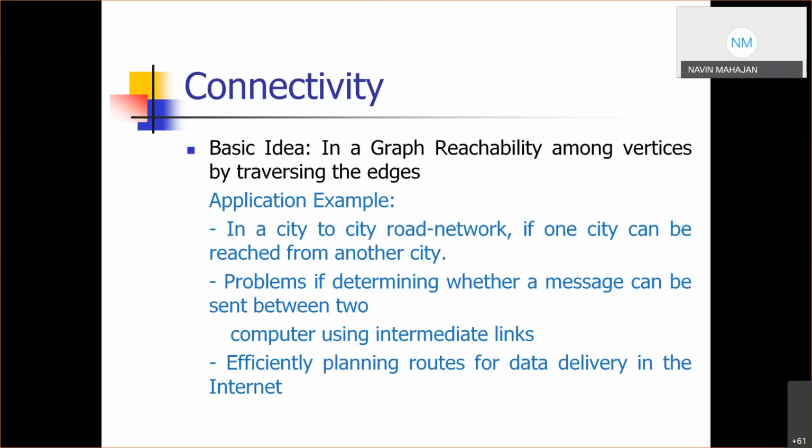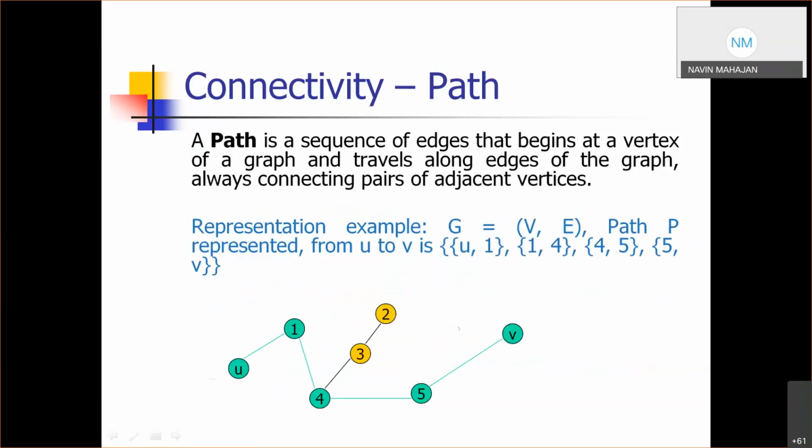Now, what are the applications? In a city-to-city road network, if one city can be reached from another city, that is a path. Another problem is determining whether a message can be sent between two computers using intermediate links. So this can be represented by graph paths, as can efficiently planning routes for data delivery in the internet. All these things are examples of graphs and connectivity of graphs.